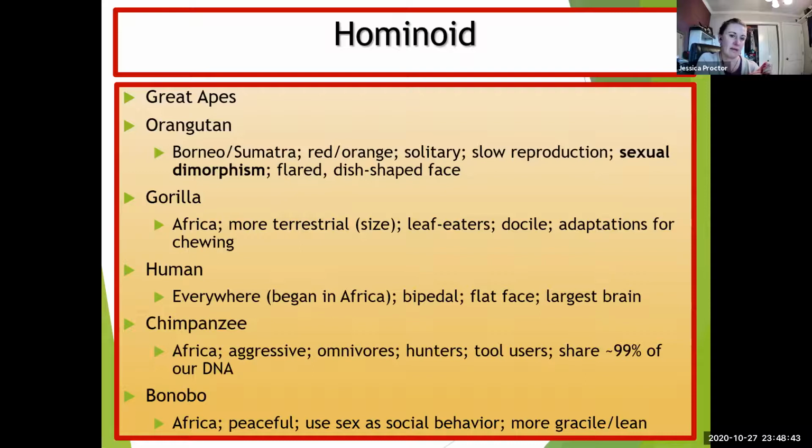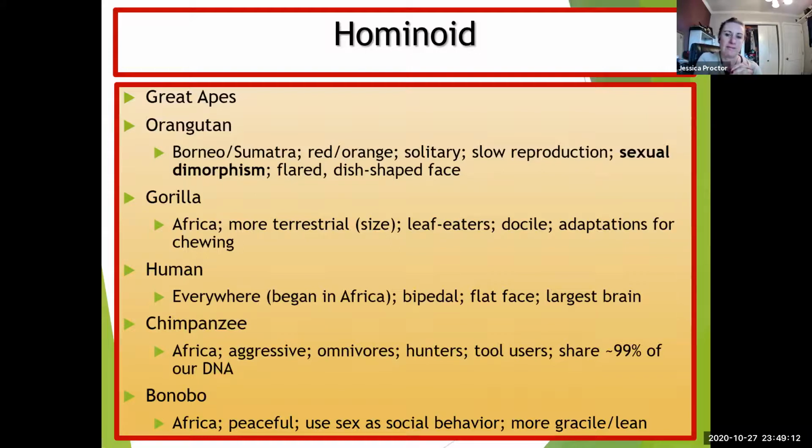So gorillas are found mainly in Central Africa, in Uganda and Rwanda. They are more terrestrial in comparison to the orangutans, so that means they spend more time on the ground. That's mainly due to their size. Male gorillas are at least 400 pounds, female gorillas are around 200. So obviously, locomoting in the trees with a body size that large would be somewhat difficult. It doesn't mean that they can't. They certainly can spend some time in the trees. They just tend to spend more time on the ground.